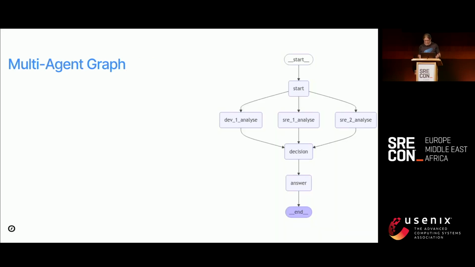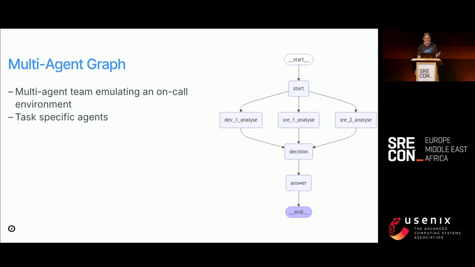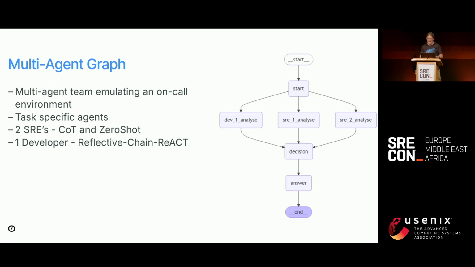All right, once we had that, we also moved to the next level, which is a multi-agent graph. And this is sort of where we're at the moment. This multi-agent graph basically replicates an on-call environment. We have task-specific agents, so 2 SREs and one developer with its reflective chain ReAct agent type.